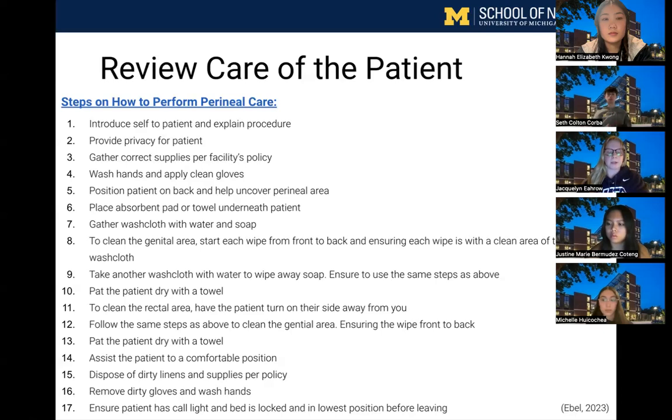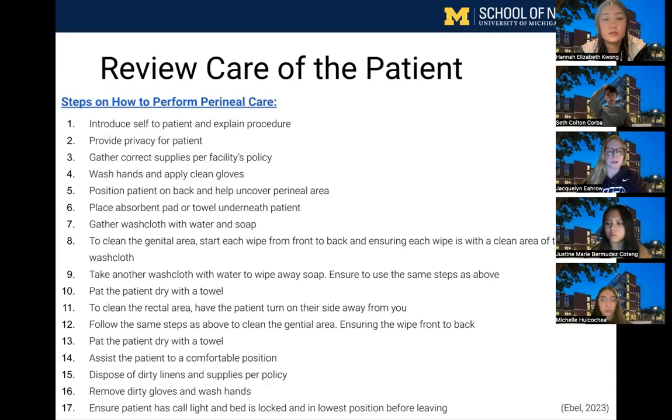And then step 11, to clean the rectal area, have the patient turn on their side. The patient needs to face a side away from you. The patient needs assistance turning. You can help the patient or get another staff member to assist you in turning the patient. Step 12, again, following steps 7, 8, and 9 to clean the rectal area. We want to make sure that we are cleaning this area until it is clean. And then step 13, dry the patient with towels.